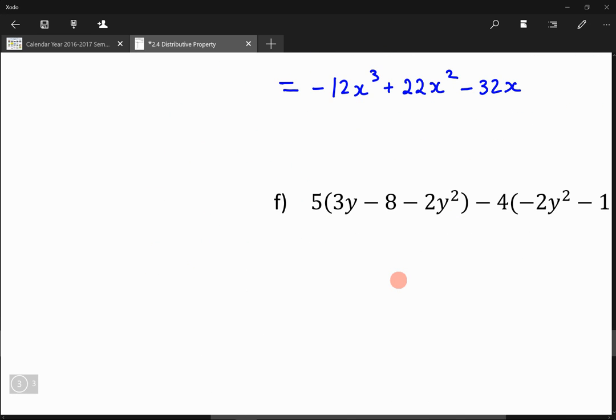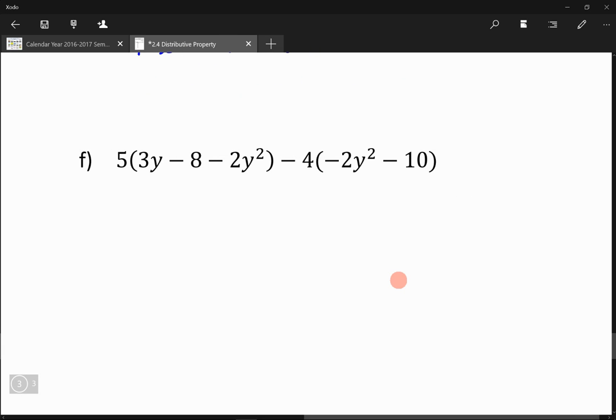And let's look at our very last one. Okay, so again, you're going to do this part first. So we have here 5 times 3y, which is 15y. 5 times 8 is negative 40. 5 times minus 2y squared is minus 10y squared.